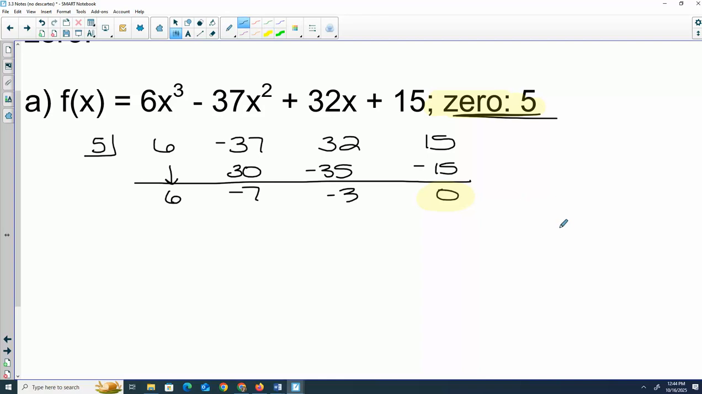Alright, but here's why this is so nice. Remember from yesterday, if I'm trying to write my quotient, that's my remainder, my constant, x and x squared. We have 6x squared minus 7x minus 3. My goal is to factor. Is this something we can factor? Yeah, we've got it down to a quadratic, so now we can slip and slide.